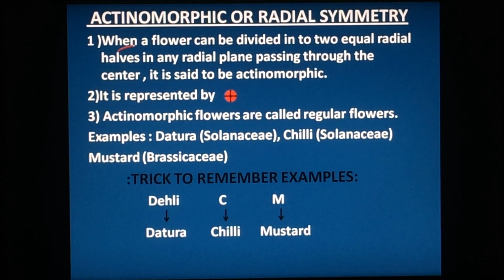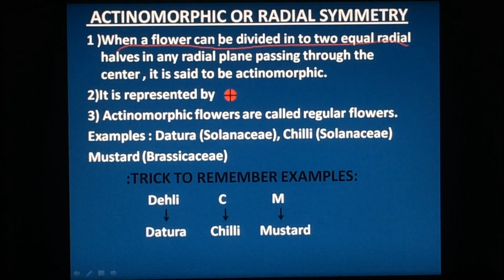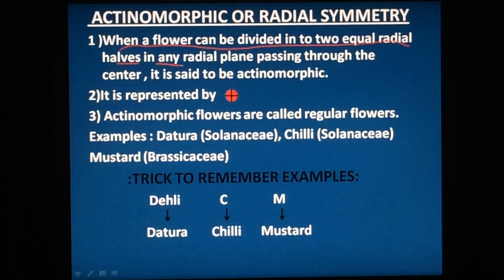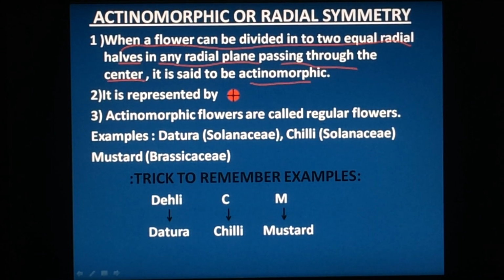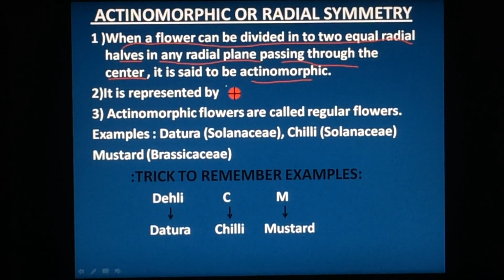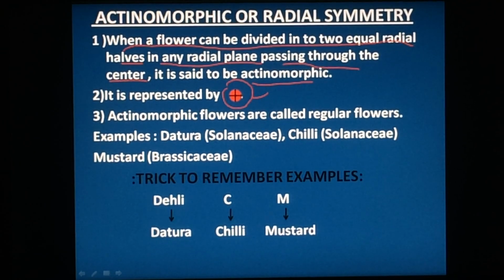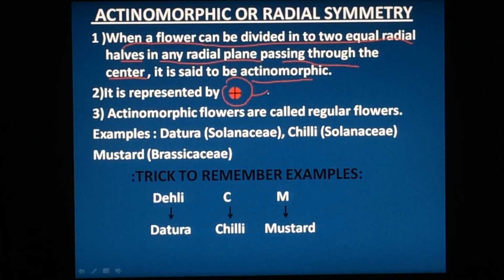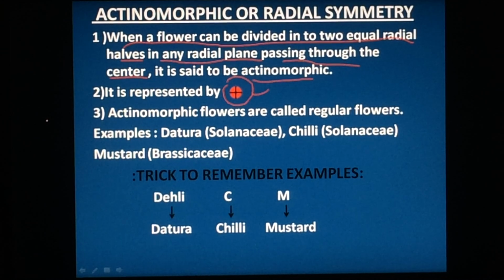When a flower can be divided into two equal radial halves in any radial plane passing through the center, that is what is called actinomorphic. How is it represented symbolically? This is the symbol of actinomorphic flower, radial symmetrical flower, because in the floral formula we will use this. This is very important. This symbol you have to remember.